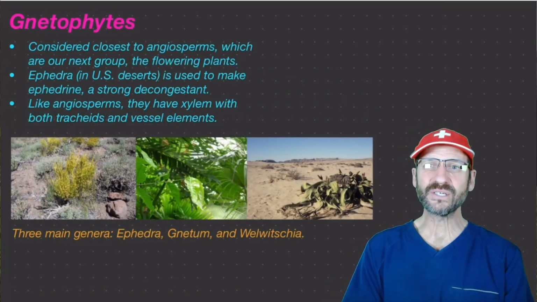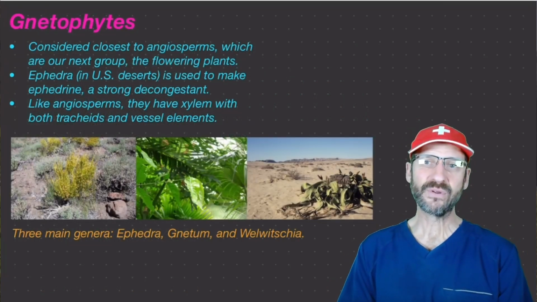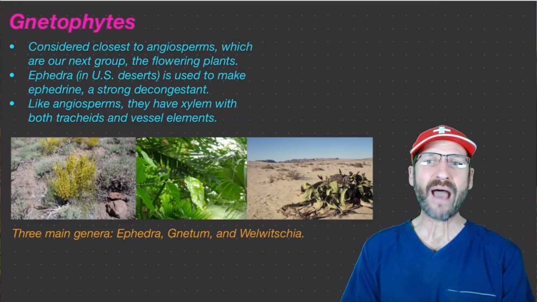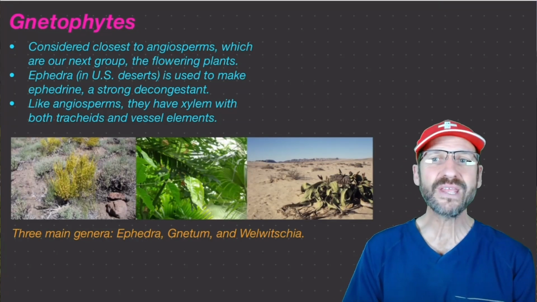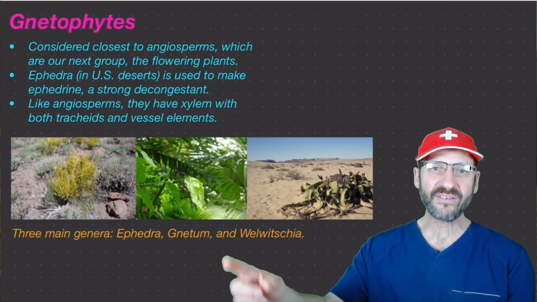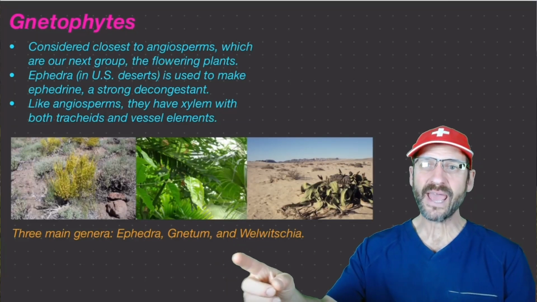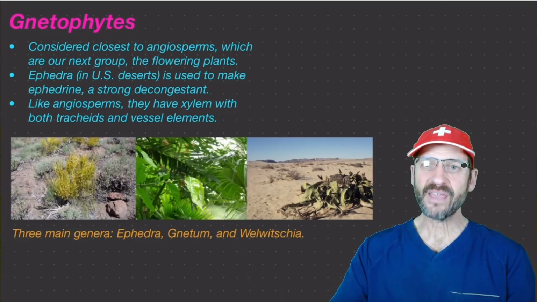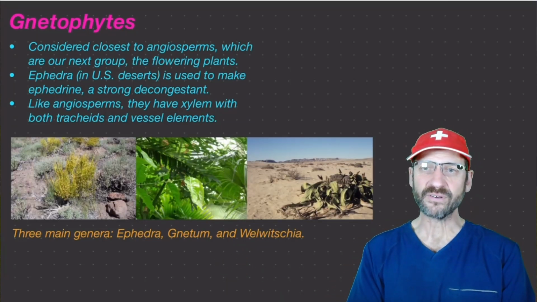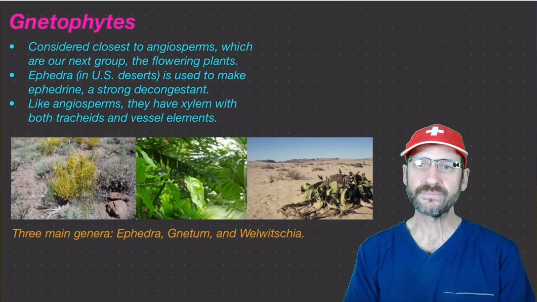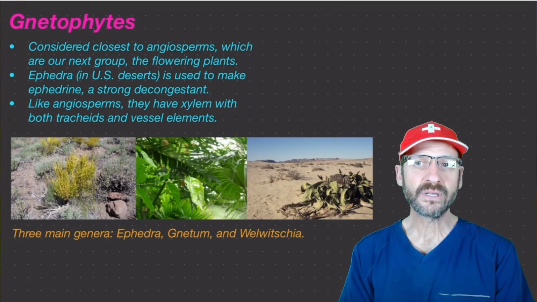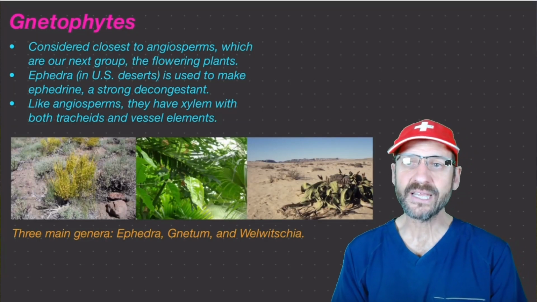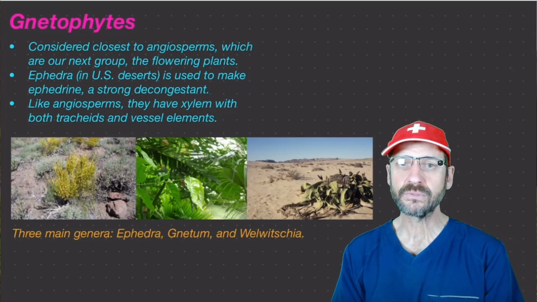Gnetophytes are considered closest to angiosperms, which are our next group, the flowering plants. There are three main genera: Ephedra, Gnetum, and Welwitschia. Ephedra is used to make ephedrine, a strong decongestant. Like angiosperms, they have xylem with both tracheids and vessel elements.